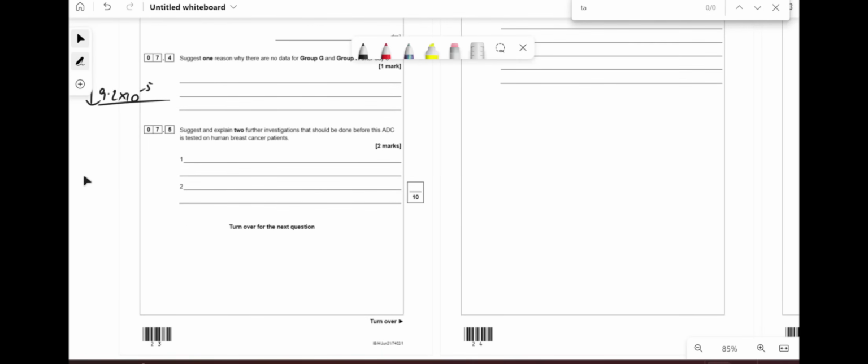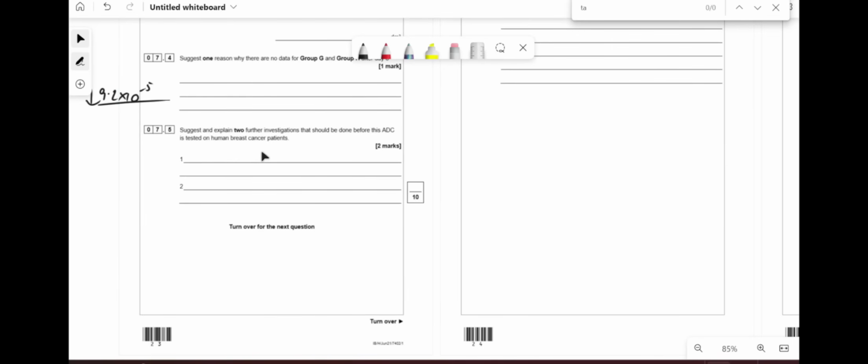Suggest and explain 2 further investigations that could be done before this ADC is tested in human breast cancer patients. So this is one of those evaluate questions. You need to think about what's going on. They've tested it under the skin of mice, and they want to try it on humans.